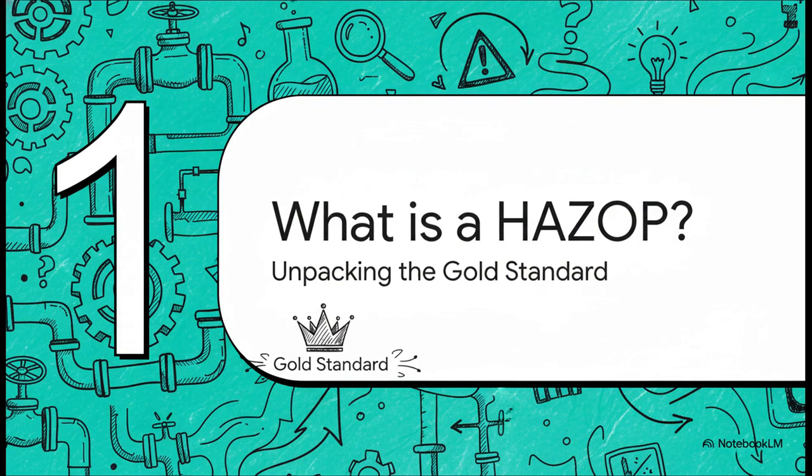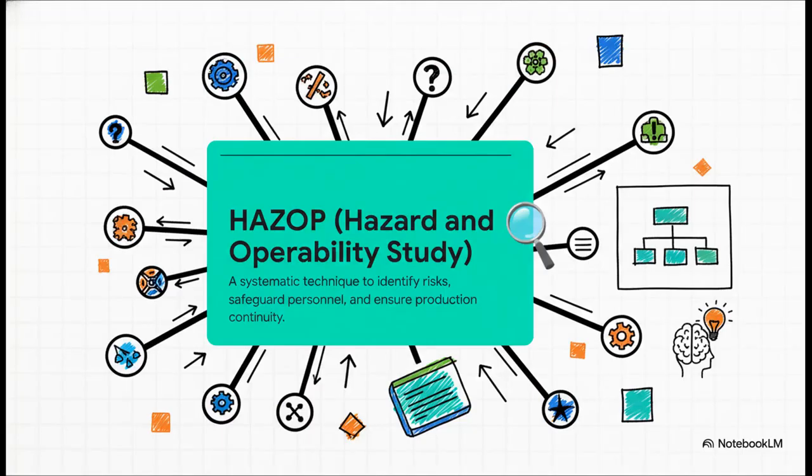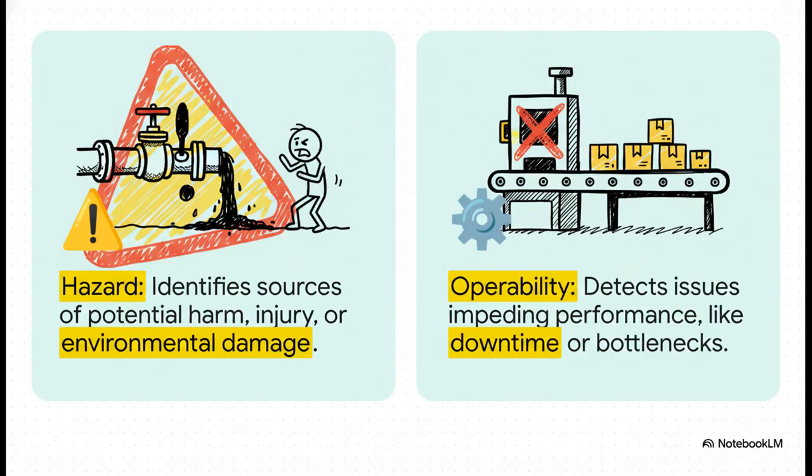Okay, first up, what exactly is a HAZOP? Let's unpack why it's earned this reputation as the gold standard in the industry. So, officially, HAZOP stands for Hazard and Operability Study. And honestly, the two most important words in that whole definition are systematic and structured. This is not just some casual brainstorming session where everyone throws ideas at a wall. It's a super rigorous, really methodical examination of a process from literally every angle you can think of.